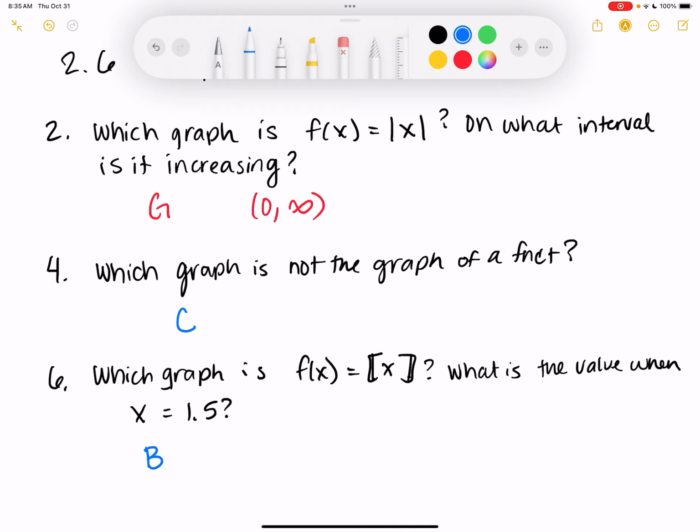So they want what is the value, so basically what is y when x is 1.5? So if you go to 1.5 on x, what is the y value? Yep, 1. So that line just is straight across at 1, so at 1.5 it's at 1.